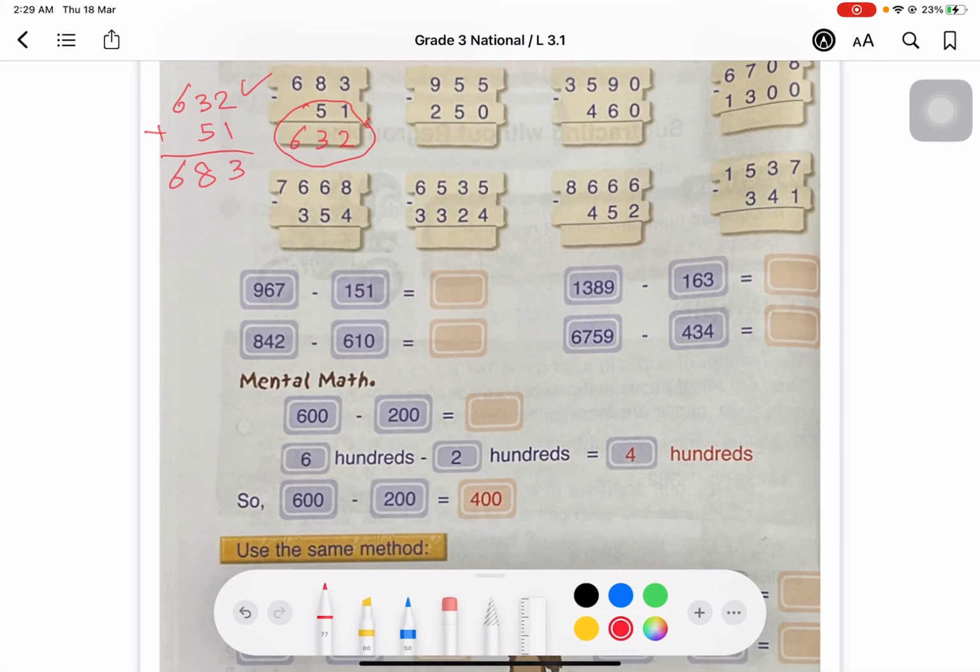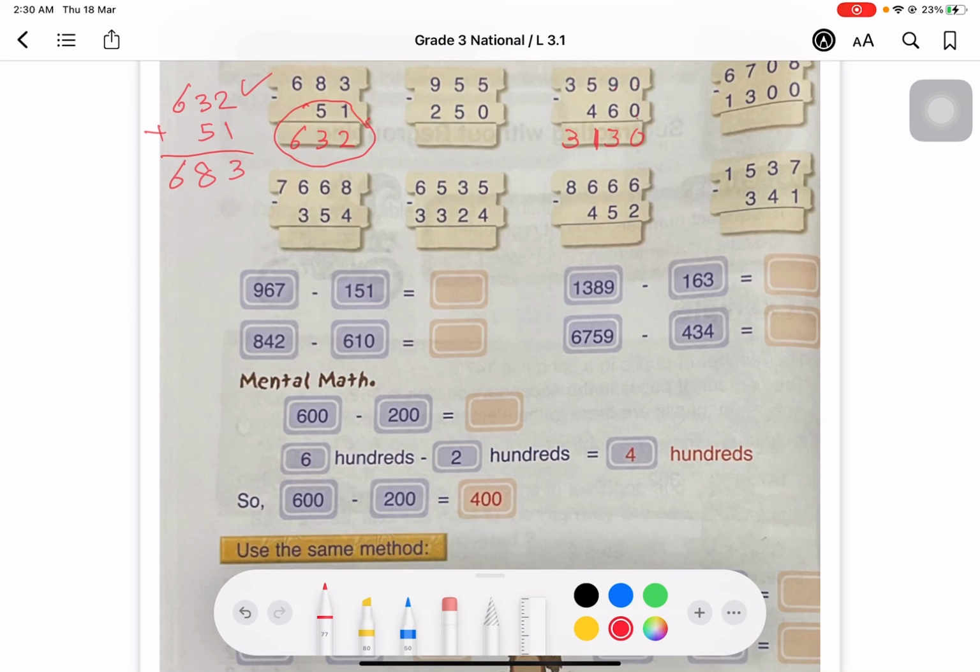Now, let's do, for example, this one. 3,590 minus 460. The ones: 0. 9 minus 6, it's 3. 5 minus 4, it's 1. 3 will go down. So what is the answer? The difference is 3,130. If I need to check my answer, I will add this one with this one.